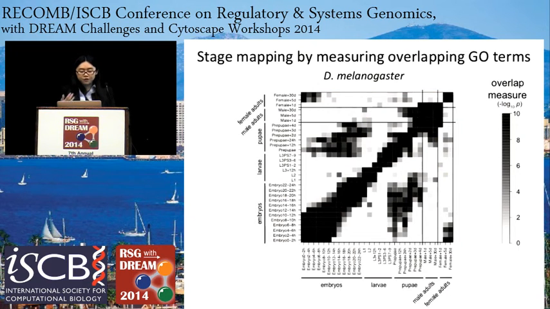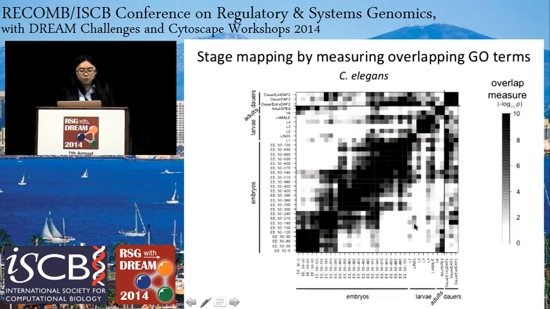And moreover, we tried to use the same approach to do the stage mapping, but no longer relying on genes, but using the GO terms. So we are trying to use the overlapping GO terms to do the stage mapping. And here's what we get. So using the GO terms, we see a similar pattern in fly, but noisier. So those off-diagonal signals become stronger. In worm, similarly, a similar but noisier pattern.